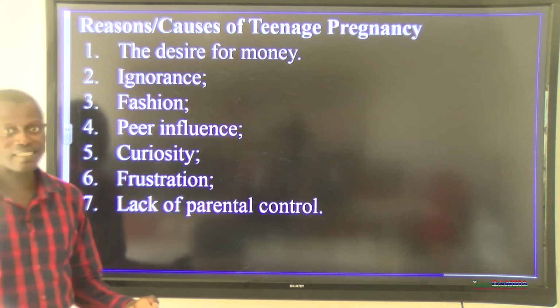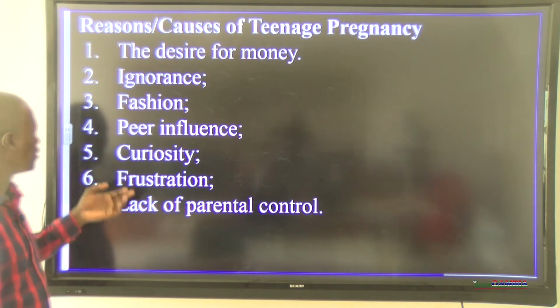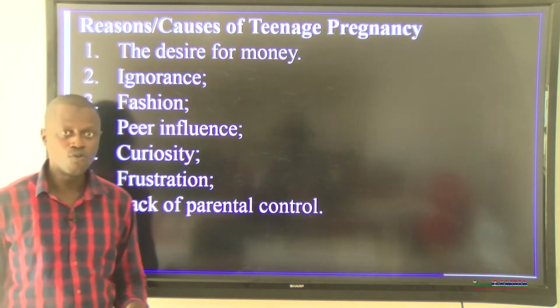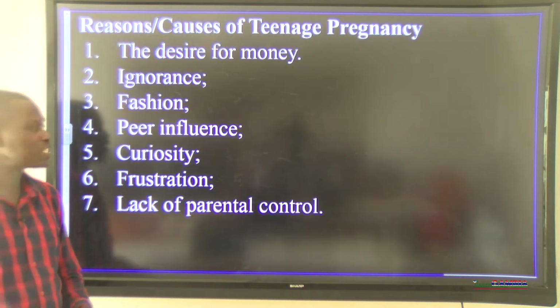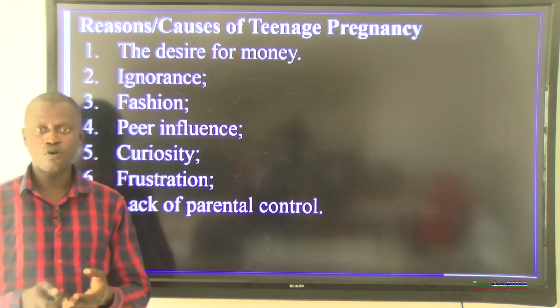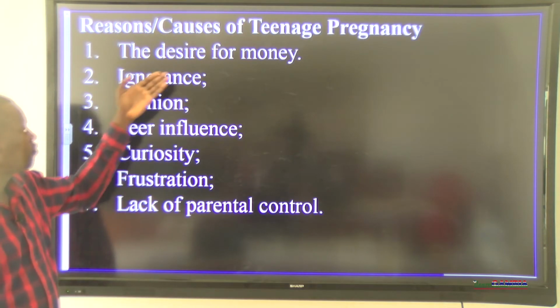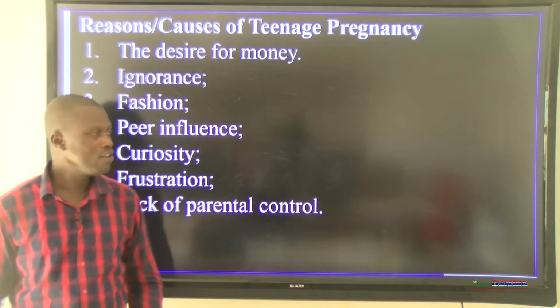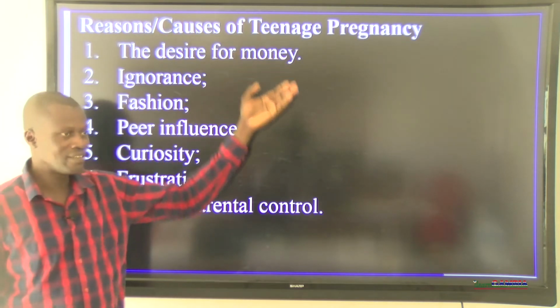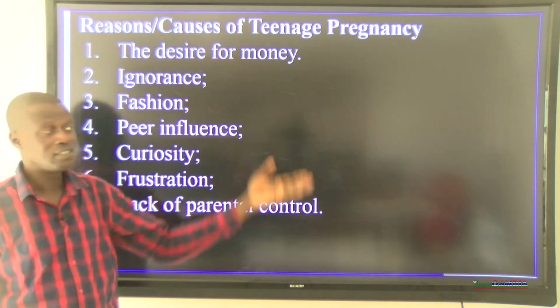Fashion. As a young girl or as a teenager who loves fashion, who likes fashion so much, you don't cut your coat according to your cloth. Obviously, you may end up seeing yourself practicing certain deeds which may result to teenage pregnancy.